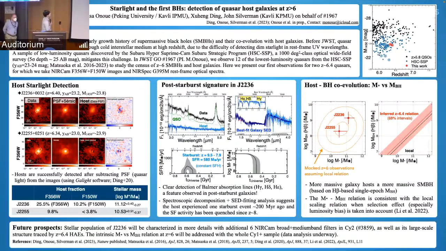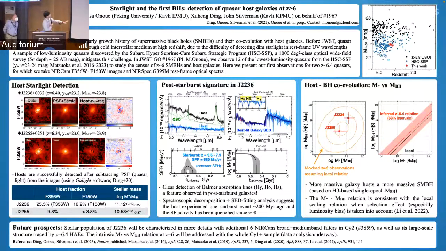So here I'm showing the NIRSpec medium-resolution data. And here you can see that we detected H alpha and H beta as emission, but also we detected the higher-order H gamma, H delta and H epsilon as absorption lines. So this is a very clear signature that this quasar host galaxy has post-starburst galaxy features.